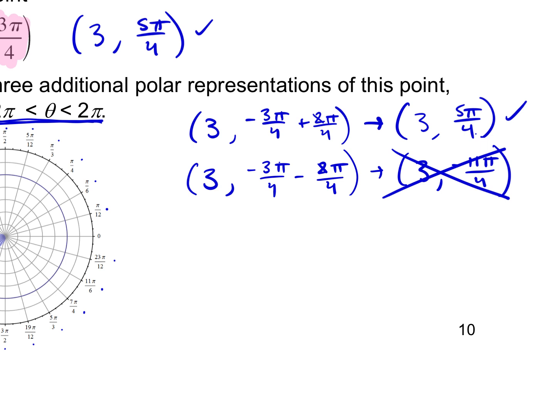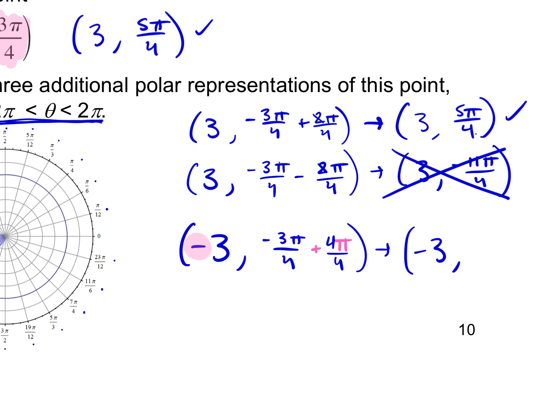So now let's change our r to negative. So negative 3, 3 pi over 4. What would I have to add and subtract when I change my r to negative? We add or subtract pi. Perfect. So when we change r to negative, we're going to add or subtract pi. So I'm going to start by adding pi. Since we're adding pi, I'm going to change it to 4 pi over 4 to give me a common denominator. So this would be negative 3 comma pi over 4.